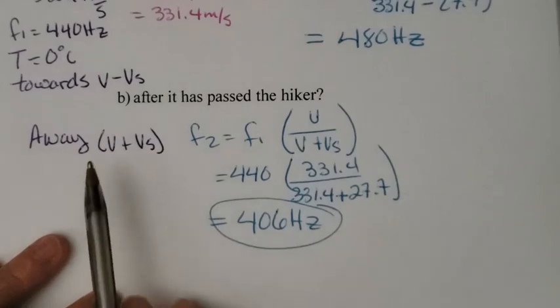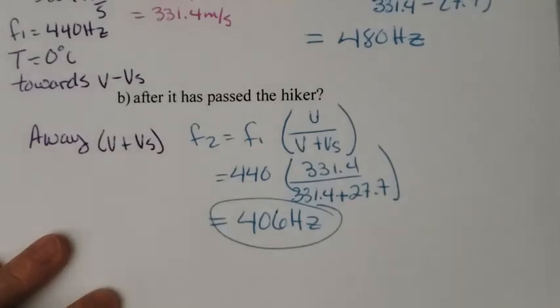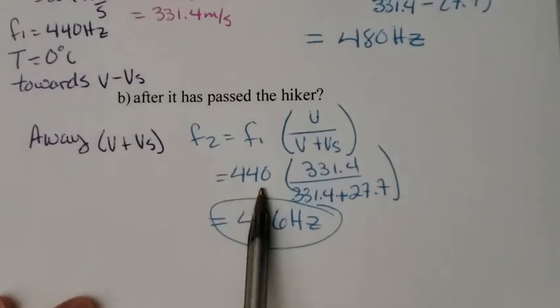Now let's think about this. When an object is moving away from you, it has already passed, we should hear a lower frequency, and we do. You'll actually hear 406 hertz instead of, when the object's stationary, 440 hertz.